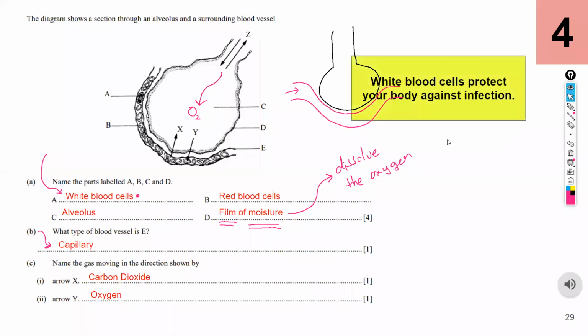Right, so here's a little note. White blood cells protect your body against infection. I just said that.